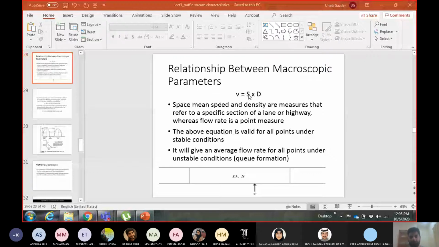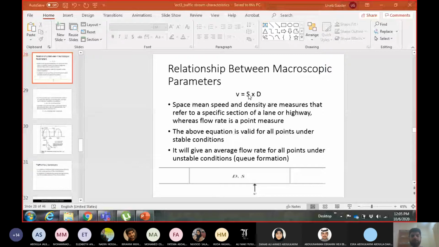So this is not the speed at a point. This is for the entire section or maybe the entire highway. Okay, so space mean speed is related to the entire section. The density is obviously vehicles per mile, so it cannot be for a point. It is again for the entire section. Okay, density is also a parameter which is defined for the entire section. So we have two parameters which are for the entire section. Okay, but what about flow?